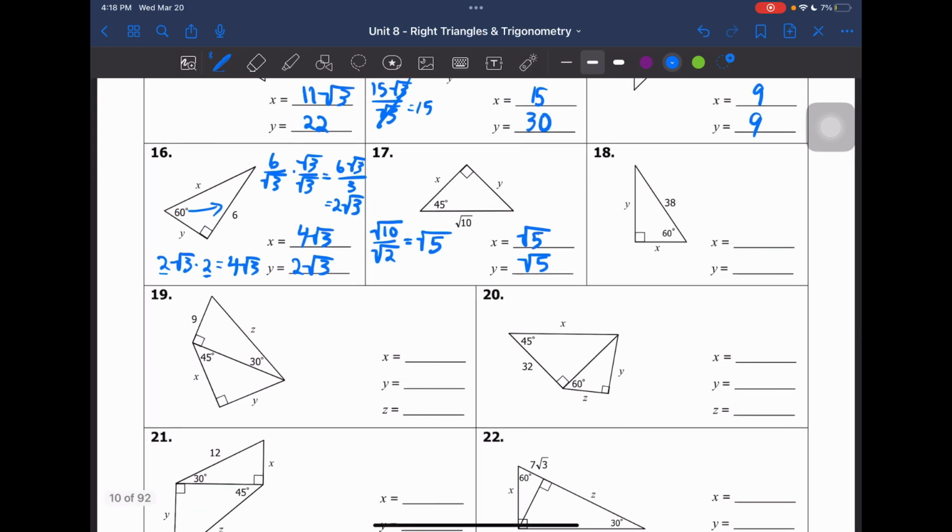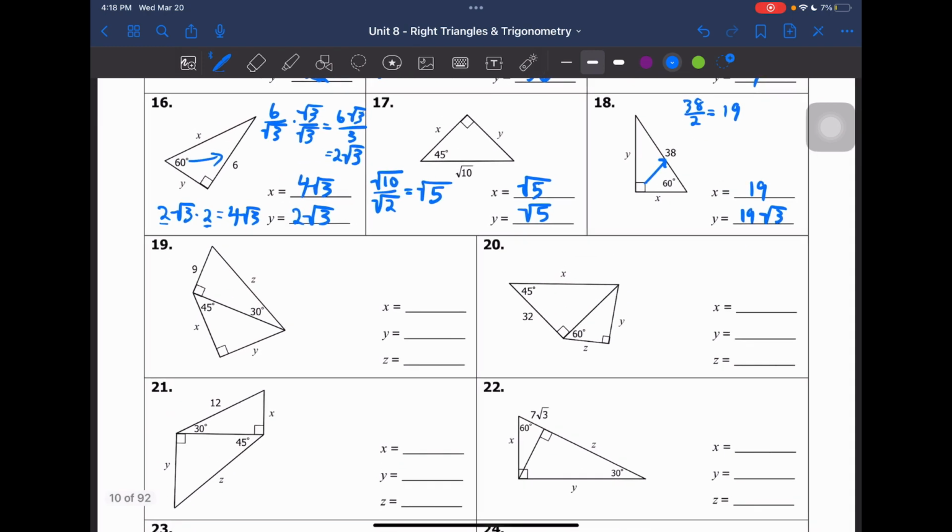Okay, let's look at 18. I know the hypotenuse is 38, so I can divide that number by 2 to find the shorter leg. That's 19. So my shorter leg, or x, is 19, and then my longer leg is just 19 root 3, because that's the pattern here.